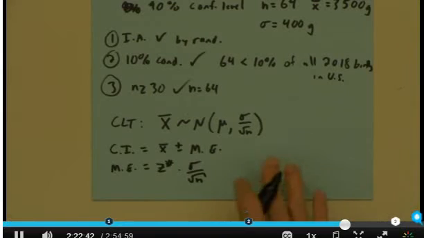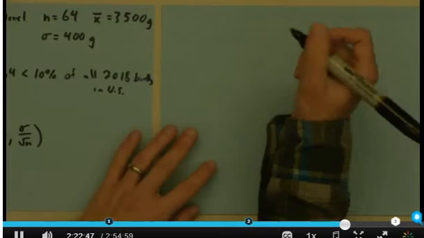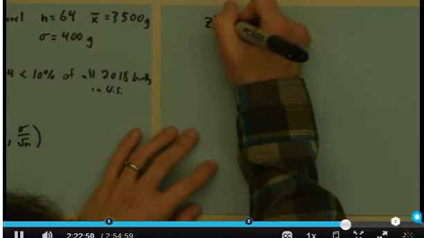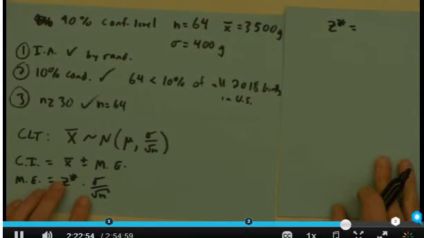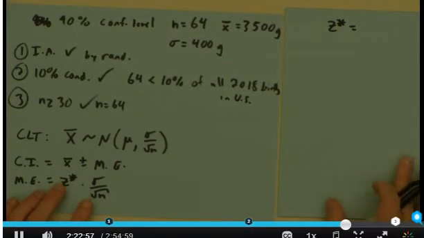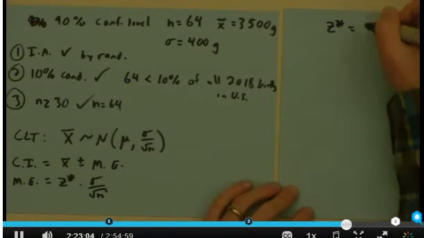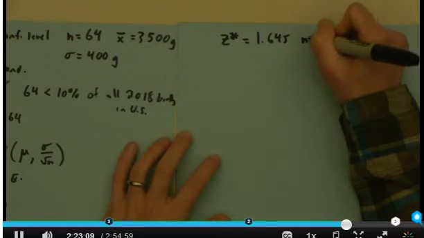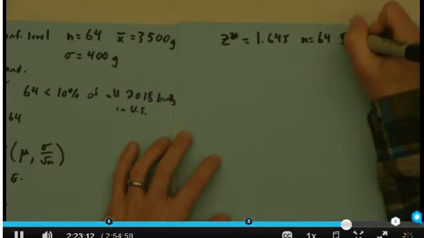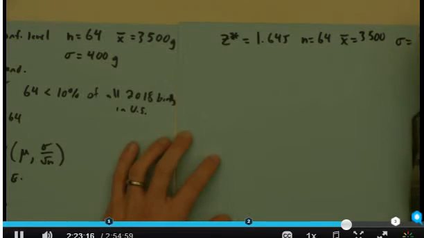I ran out of space on this page, so I'm just going to transfer some information over. I want a 90% confidence level, right? So what z critical value should I use? 1.645. Good. And I'm going to copy down the other pieces I know. N equals 64. X bar equals 3,500. I'm just going to assume this is grams. And sigma equals 400.